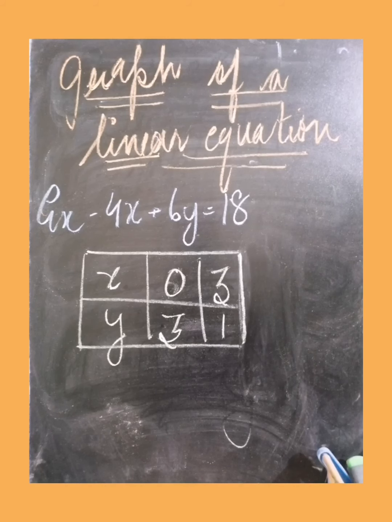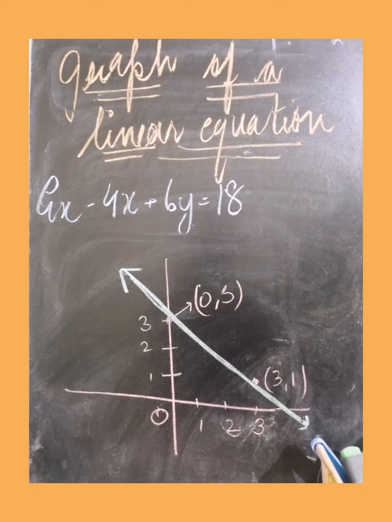Here's the example: 4x plus 6y is equal to 18. Here we will take the value of x as 0, then I will get the value of y as 3. If I take the value of x as 3, then I will get the value of y as 1. Here I have plotted the numbers that I have got, that is (0, 3) and (3, 1), and then I have made a straight line. So it means that a linear equation always has a straight line, right? So this is a graph of a linear equation.